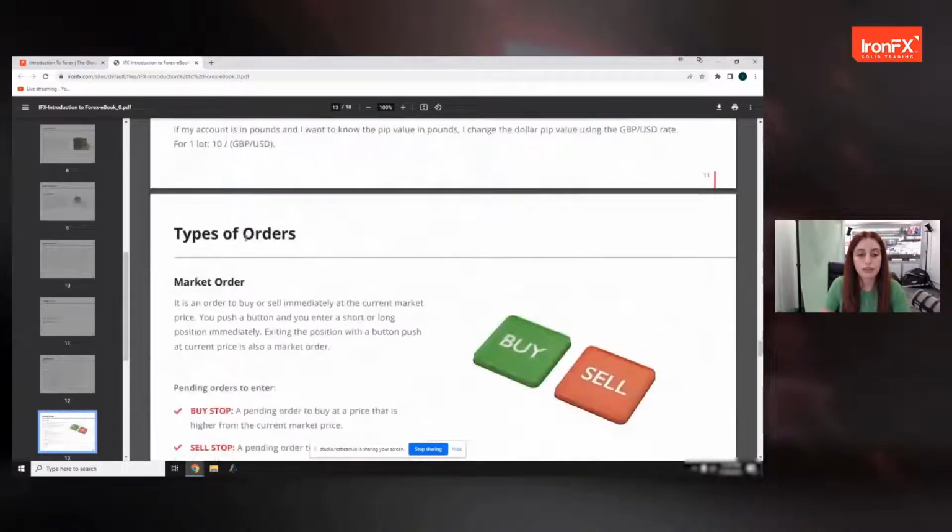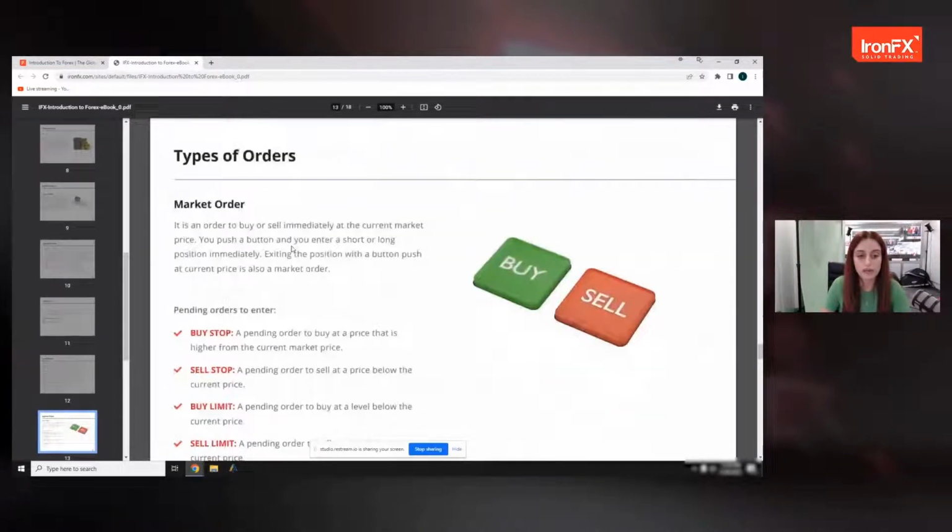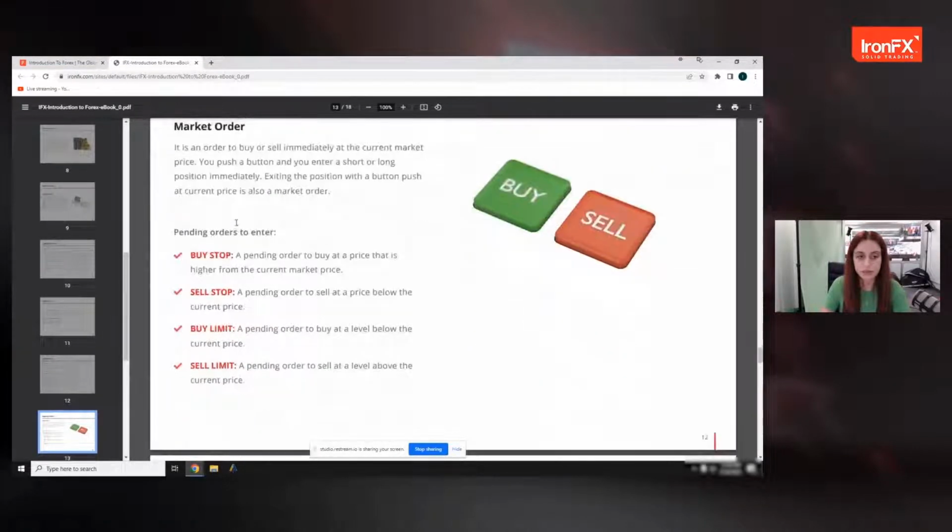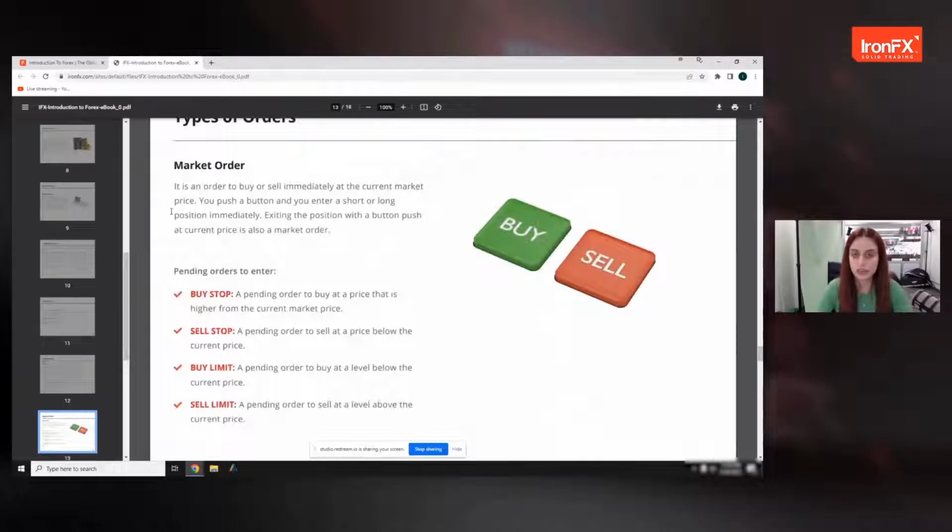Moving on, we have the types of orders. You have the market order. What is a market order? Let's read it together. It is an order to buy or sell immediately at the current market price. You push a button and you enter a short or a long position immediately. Exiting the position with the button push at current price is also a market order.